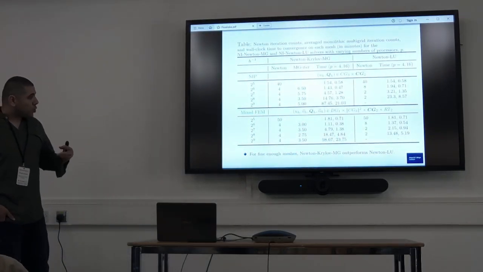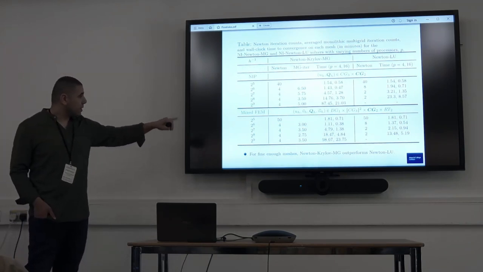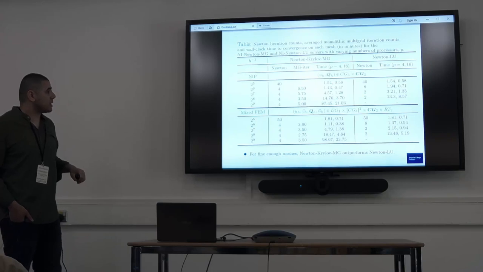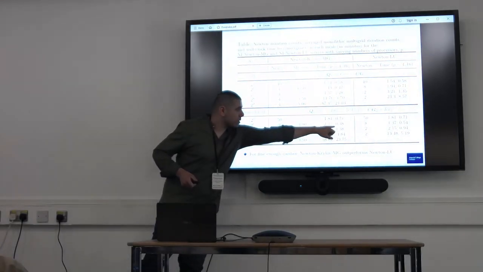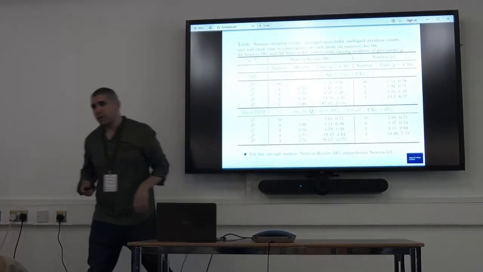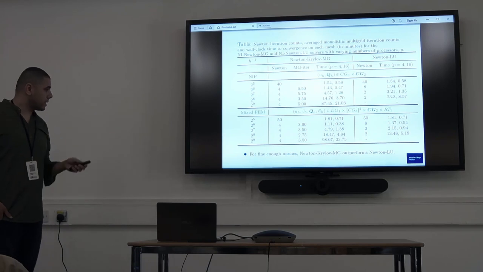Newton LU was more competitive with the mixed formulation, and we see that Newton multigrid is slightly better at this level using 16 processors, but unfortunately we ran out of memory, so we couldn't see if it's going to be faster at the next level.